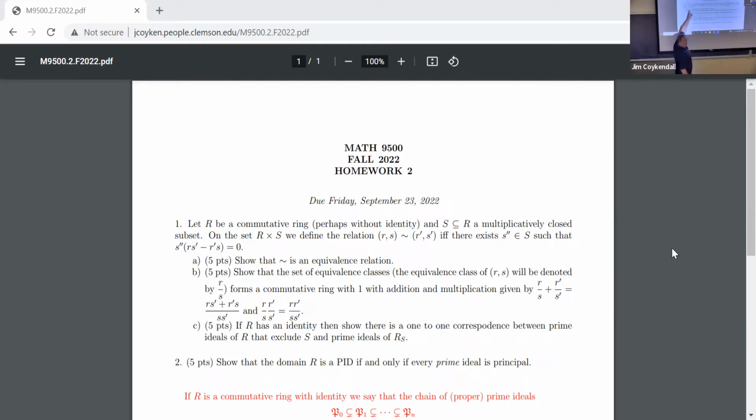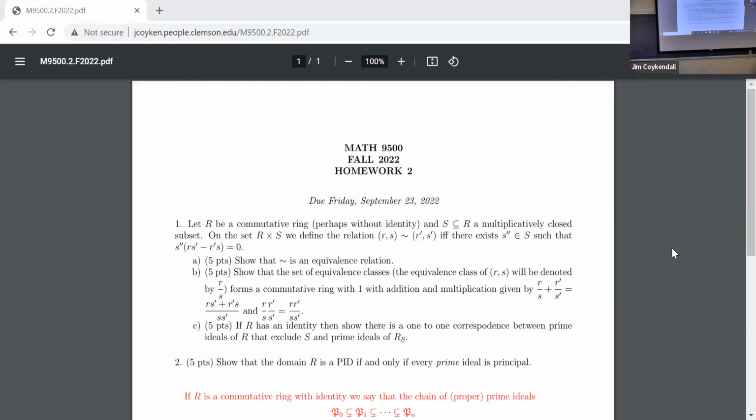this is basically the cross multiple, right? So it is equal to zero. Notice in a more familiar environment, so for example, with integral domains, this would mean that rs' equals r's, right? But this is a more general thing. A, show that that little tilde there is an equivalence relation. B, show that the set of equivalence classes, and I will denote the equivalence class by the suggestive fraction form r over s, forms a commutative ring with identity.